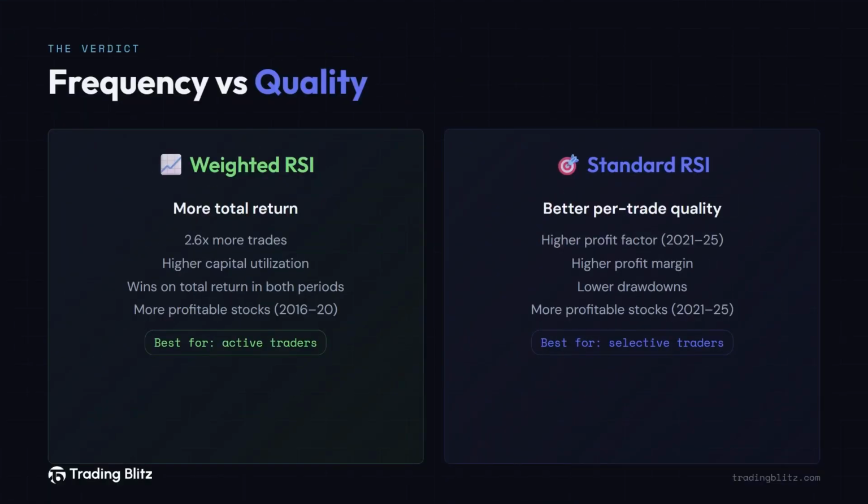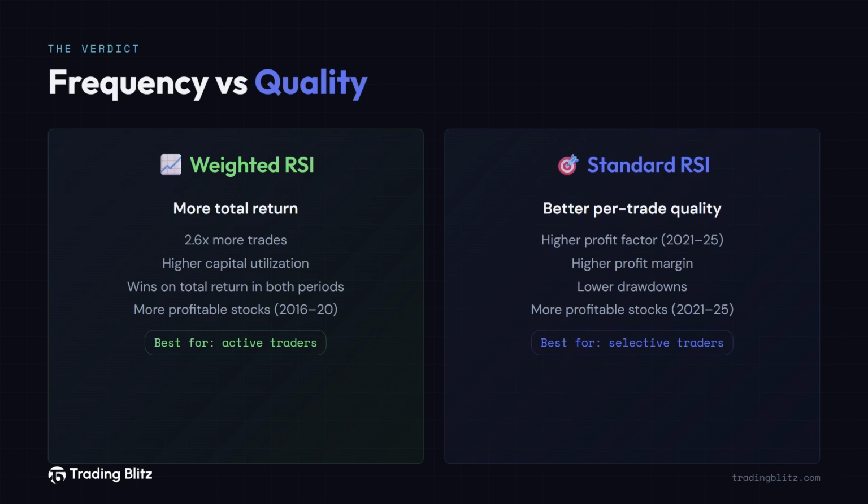Weighted RSI wins on total return for both periods because it generates 2.6 times more trades, but standard RSI wins on per trade quality, especially in the harder, more volatile market. Weighted RSI makes more money just by trading more often, but standard RSI makes more per trade by being more selective about which signals to take.